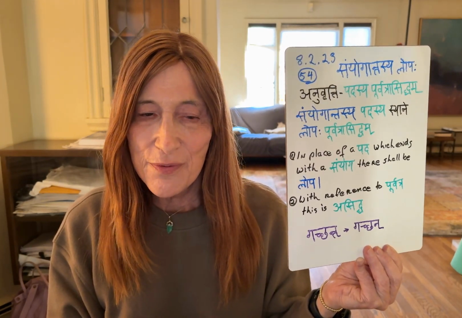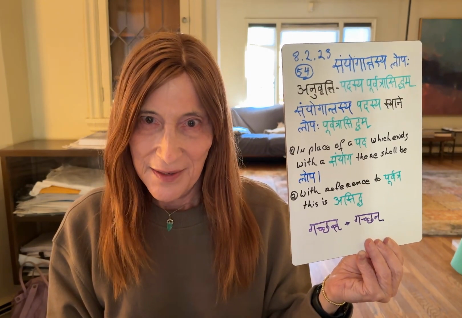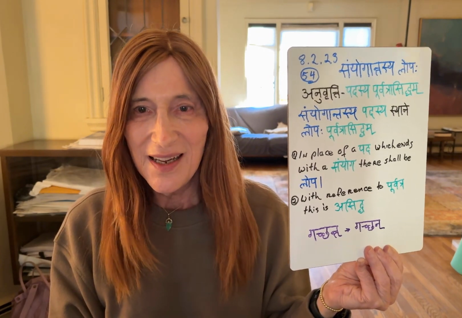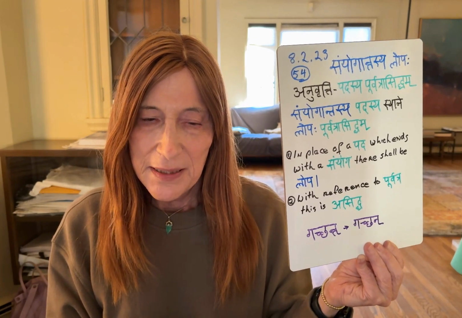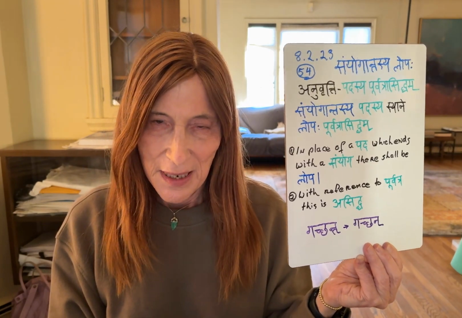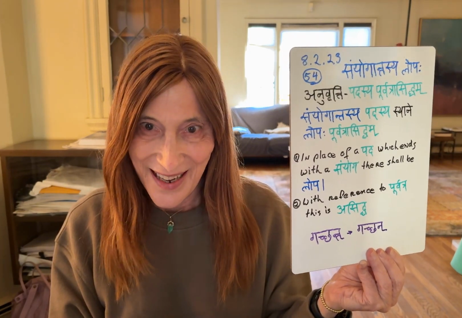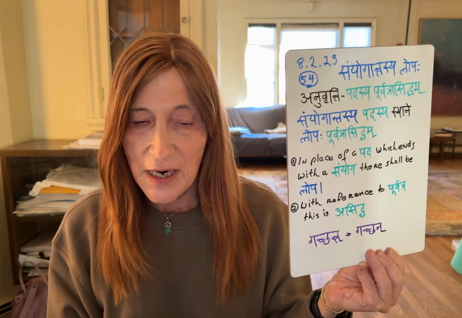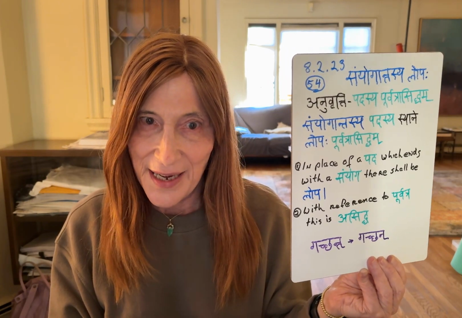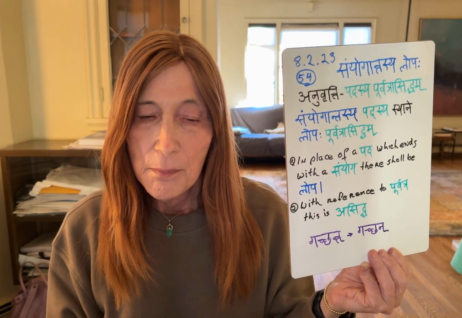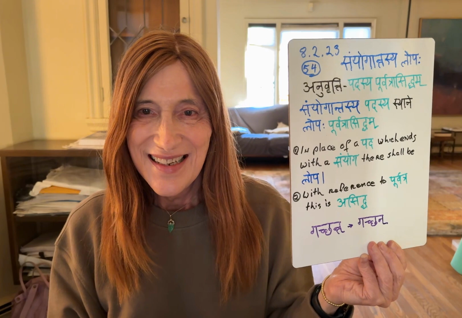So 8223, 54 in Siddhanta Kaumudi, Samyogantasya lopaha. Anuvriti: padasya, purvatra siddham. So the full sutra would be Samyogantasya padasya sthane lopaha purvatra siddham. Samyogantasya padasya sthane lopaha, purvatrasiddham.